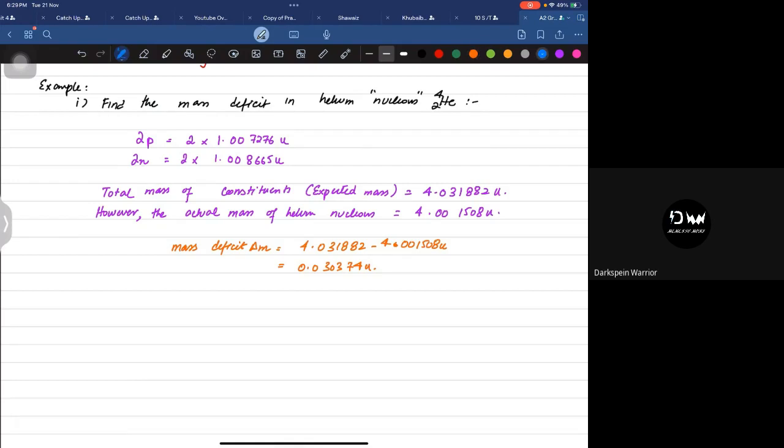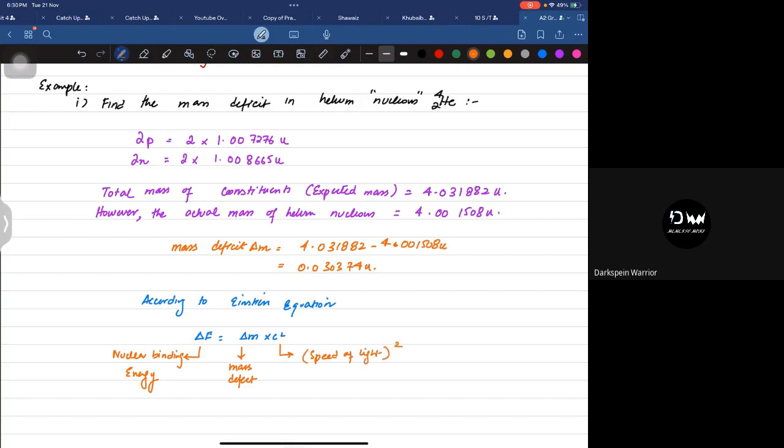And according to Einstein's theory of relativity, Einstein's equation, he has said the amount of change in the mass basically converts to energy, and this energy is called the nuclear binding energy. This is the mass defect, and that would be the speed of light whole squared.